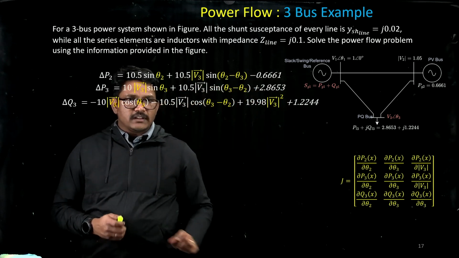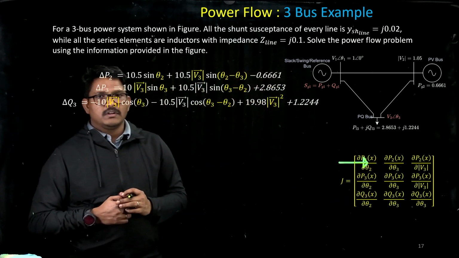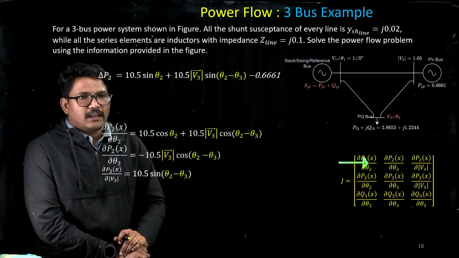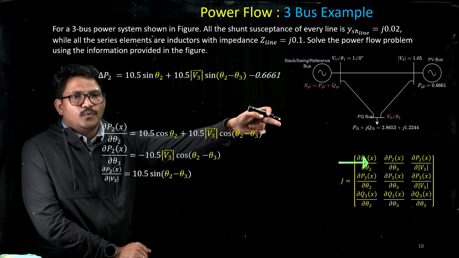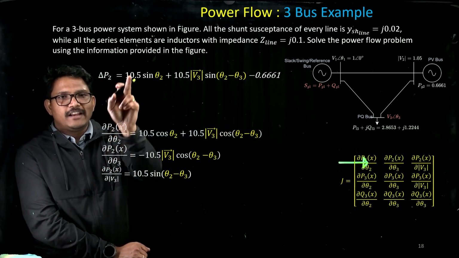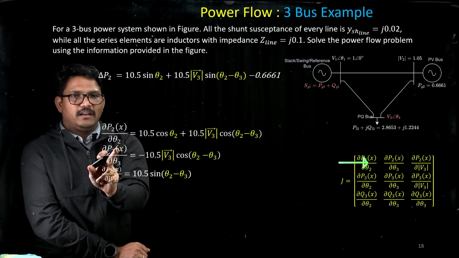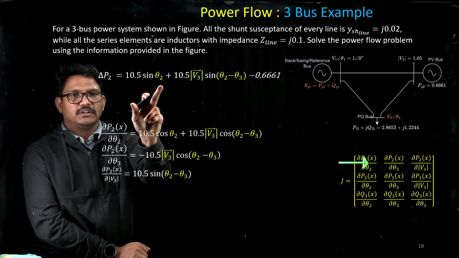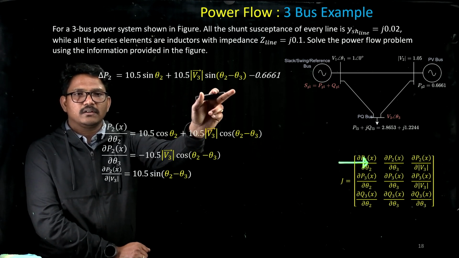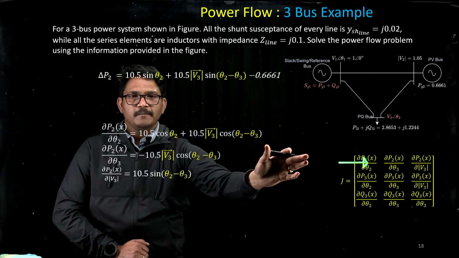Now, we'll start with the calculation of elements in the first row of this Jacobian matrix, that is the partial differentiation of P2 with respect to theta 2, theta 3 and V3. We have an expression for delta P2, so the differentiation with respect to theta 2 can be calculated. When you differentiate it with respect to theta 2, the sine is going to become cos, and you also have sine theta 2 here, so that also will become cos, and the constant differentiation with respect to theta 2 will be 0.